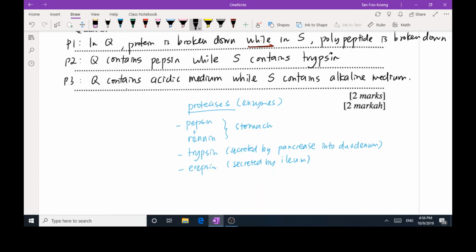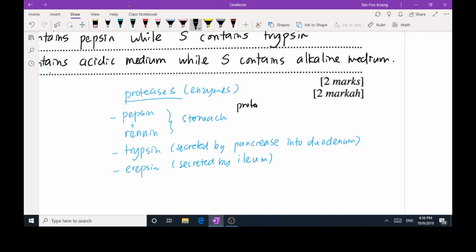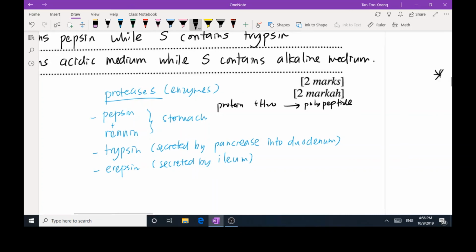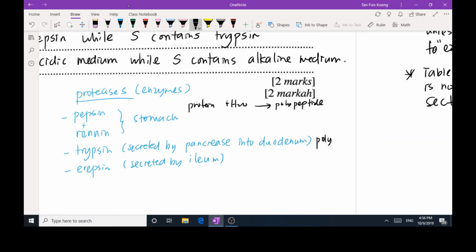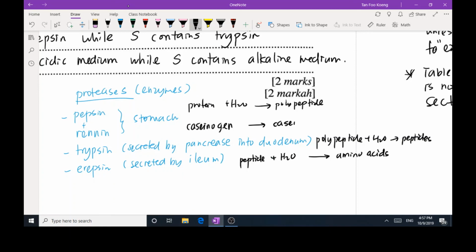So what does pepsin do? Pepsin speeds up the hydrolysis of proteins to polypeptides. And then trypsin speeds up the hydrolysis of polypeptides to peptides, which are shorter than polypeptides. And lastly, erepsin will complete the digestion of protein. So peptides plus water are hydrolyzed to amino acids, which are the basic building blocks of protein. Renin, on the other hand, coagulates caseinogen, which is a soluble protein, into casein, which is insoluble.